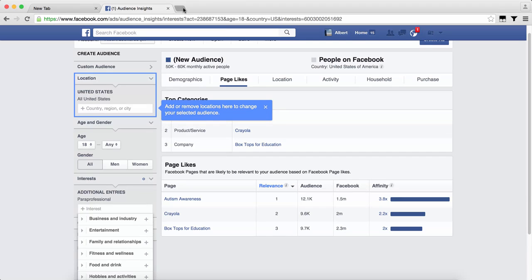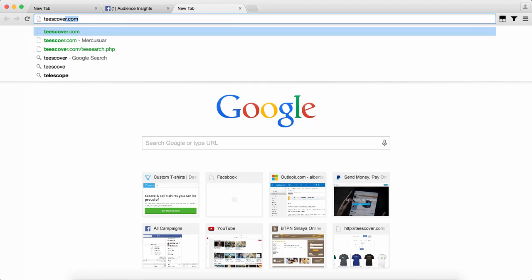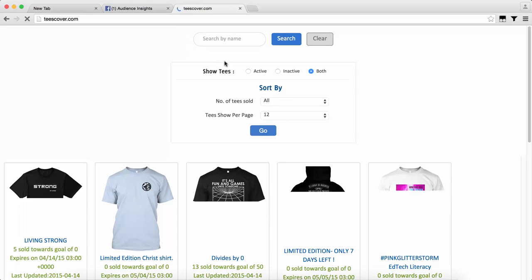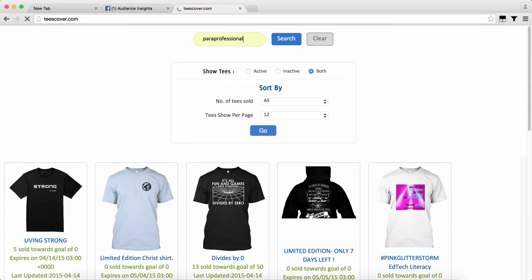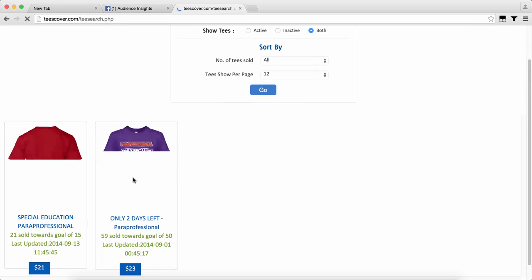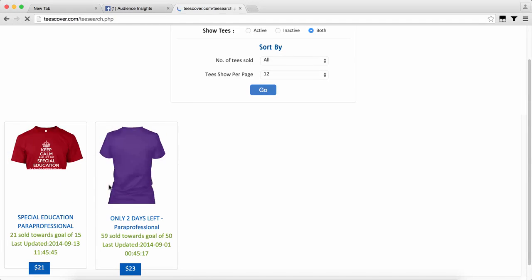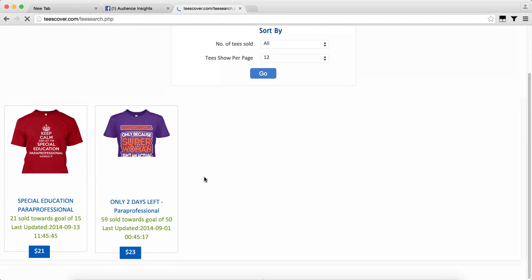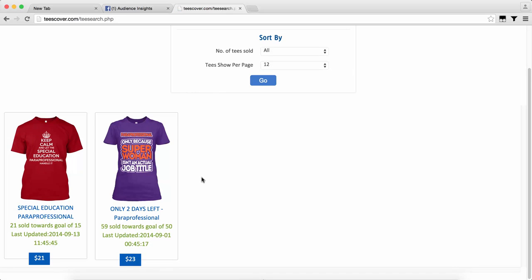So next, what I would do is go to Teechcover. I want to see if there were people selling to this niche before. Right, so I would just type in paraprofessional here, search. All right, so look at this. There are 2 designs that ever sold on Teespring. Maybe more, but these 2 are listed in Teechcover.